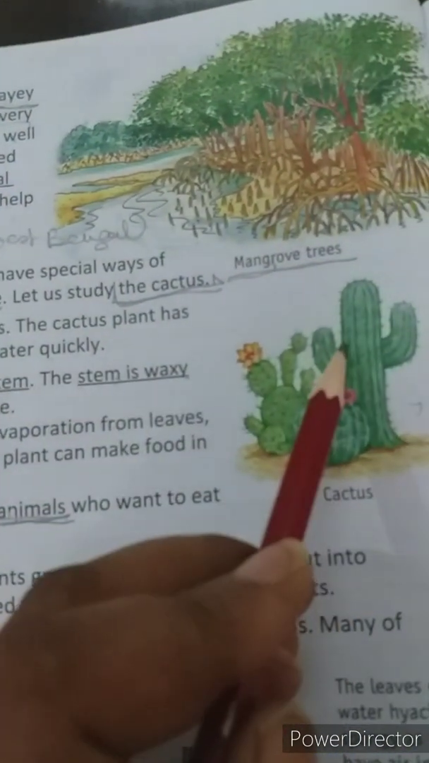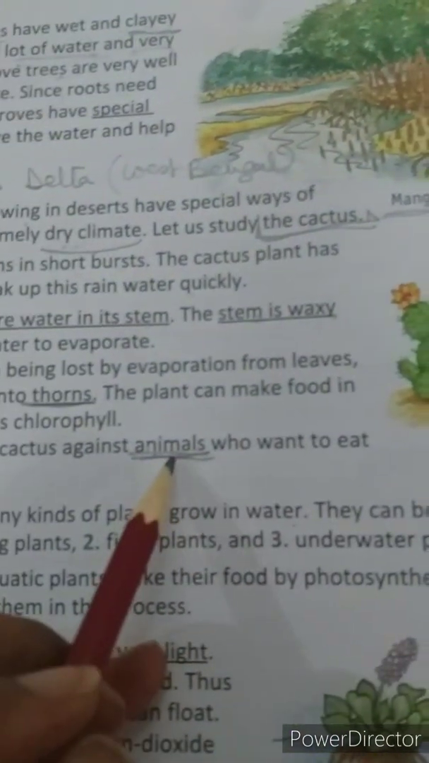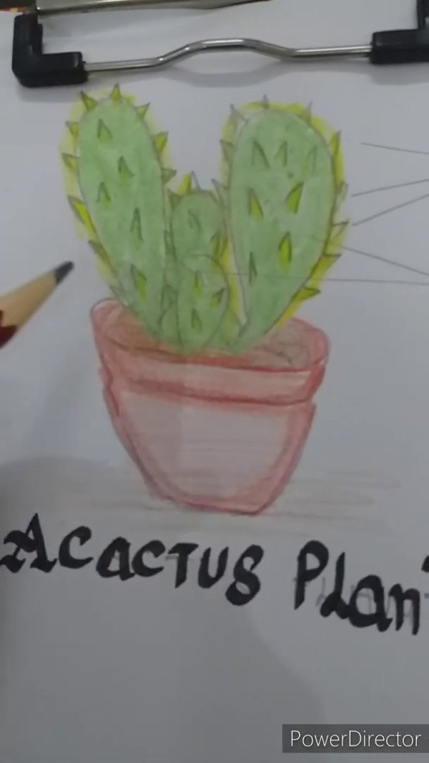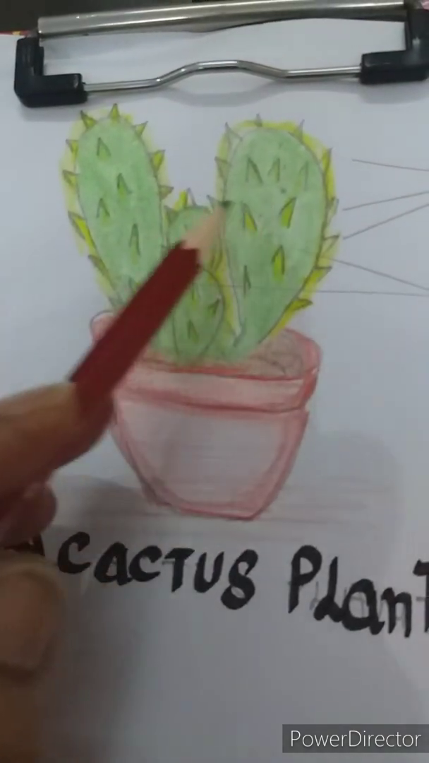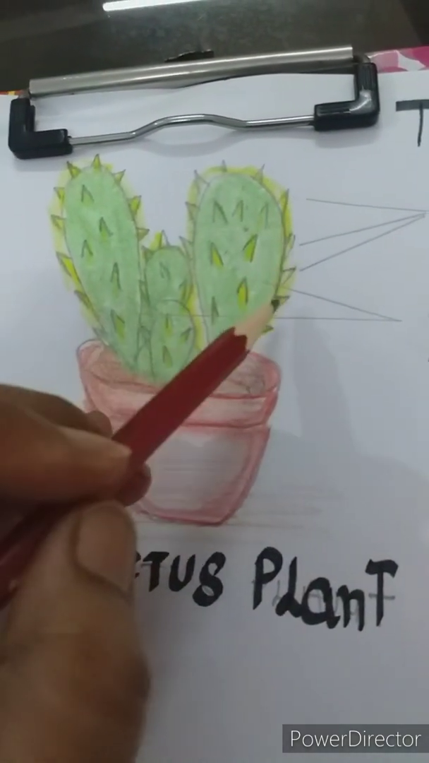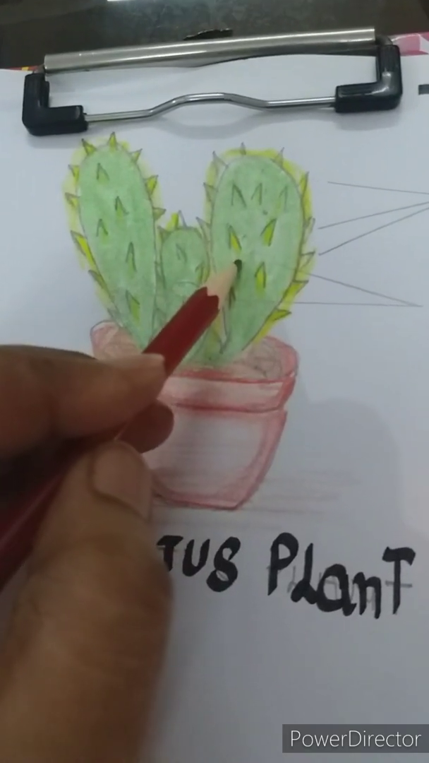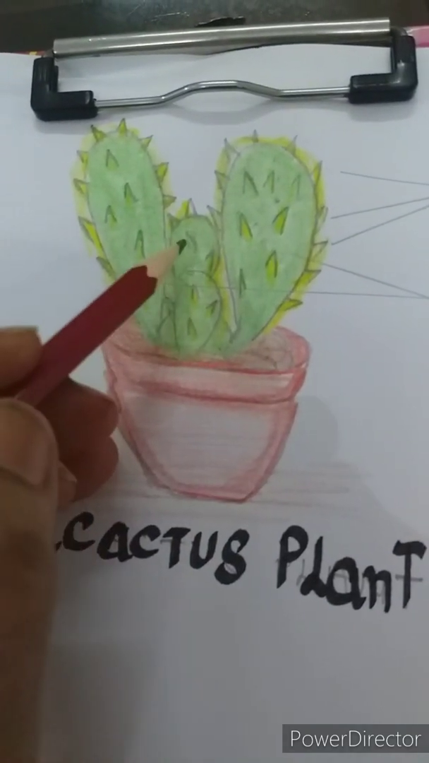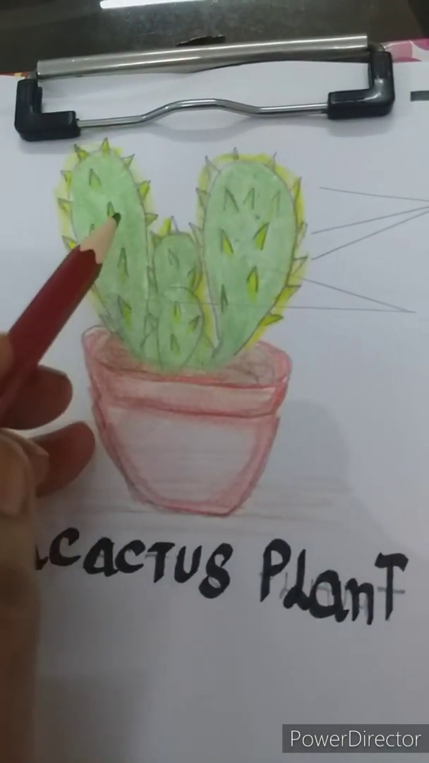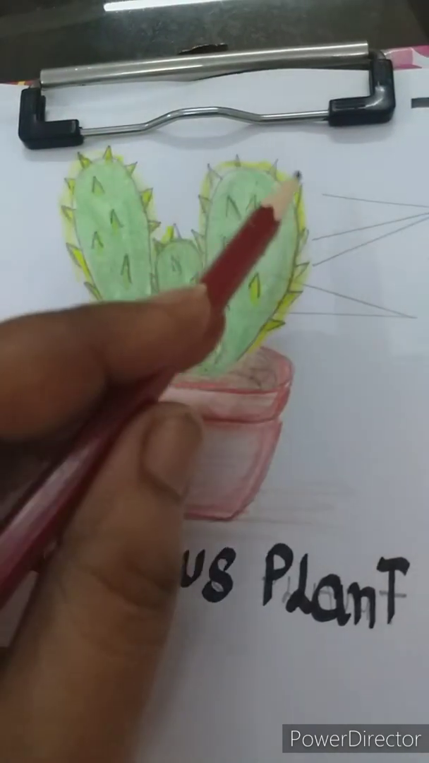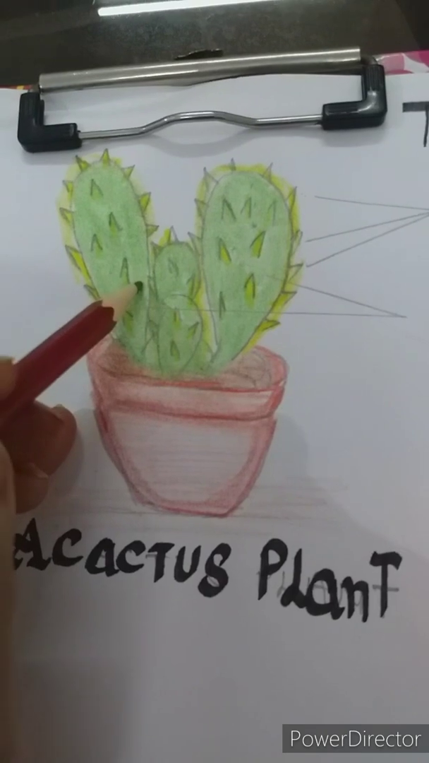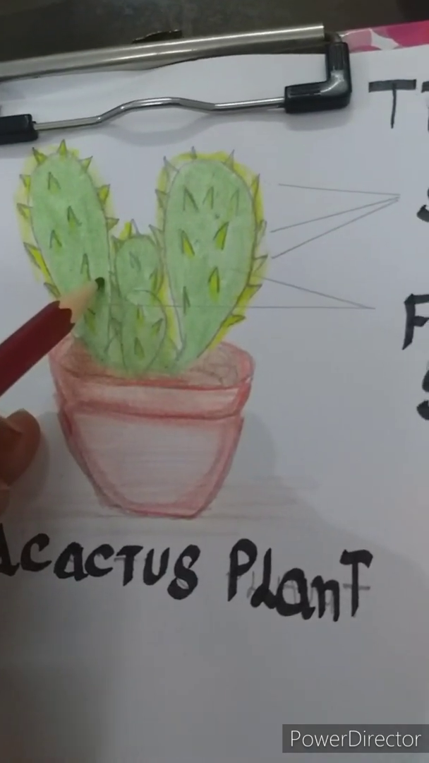So actually what the spines are doing, they are protecting the whole plant against animals. Because of these spines, animals are afraid to come near the plant or eat it. So these thorns are protecting the whole plant against the animals. So these are the 4 adaptations in a desert plant, children.